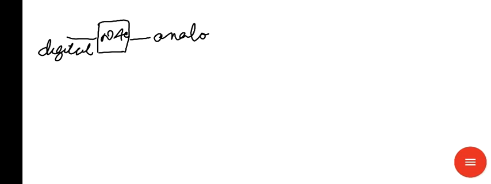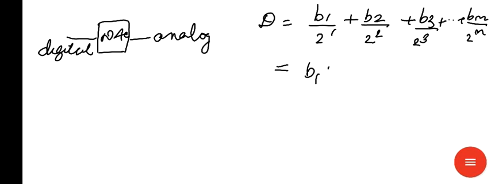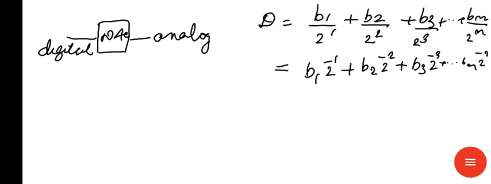So in a DAC, the input is digital and the output is analog, and the digital input is represented by D, that is equal to B1 by 2^1 plus B2 by 2^2 plus B3 by 2^3 plus etc., plus Bn by 2^n. This is also represented as B1 into 2^-1 plus B2 into 2^-2 plus B3 into 2^-3 plus etc., Bn into 2^-n. So this is D.